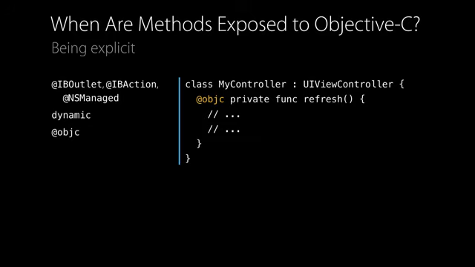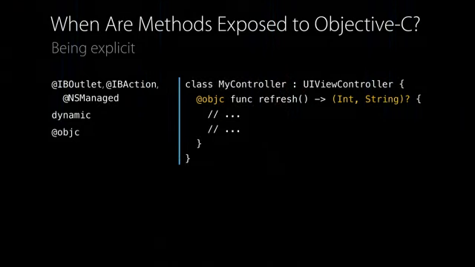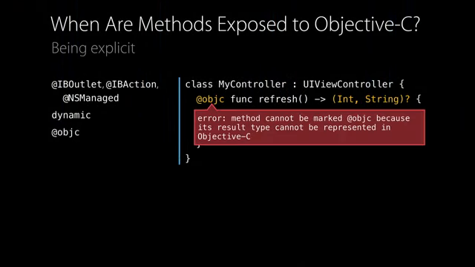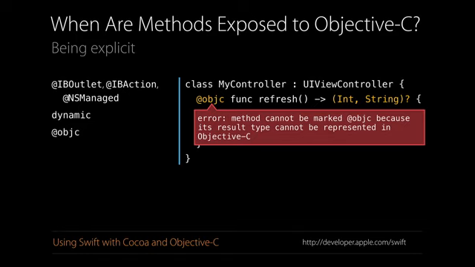The @objc attribute is also useful for one other thing, which is to figure out why something is not visible in Objective-C when you thought it would be. So if I try to apply this to that other version of refresh that has the unusual result type here, then I'll get an error message saying this method cannot be marked @objc because its result type cannot be represented in Objective-C. All of these rules are covered in the Using Swift with Cocoa and Objective-C guide, which is available online at developer.apple.com/swift.